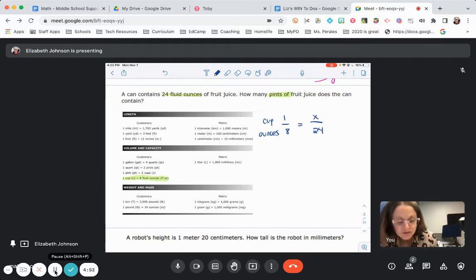So I'm solving for my numerator this time. I think I'm going to look at relationships between these ratios, because I know 8 times 3 is 24 and 1 times 3 is 3. So that means that 24 ounces is the same as 3 cups. But remember, I don't want cups. Cups is not my final answer.